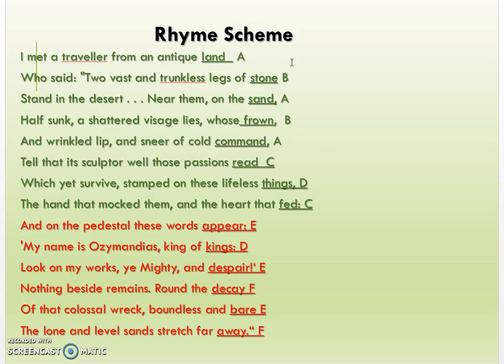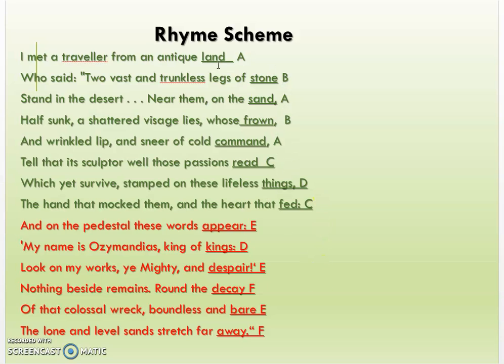So you can see here A, B, A, B, and we somehow expect the next four lines to be A, B, A, B also, but they are A, C, D, C. So Shelley is not keeping a rigid rhyme scheme here. So it's A, B, A, B, and A, C, D, C. And then even in the next six lines, he does not follow the same convention. It's E, D, E, and F, E, F. So it does not follow the same convention that it did in the previous sonnet that we did by Wordsworth, but somehow it is a little out of rhyme here.